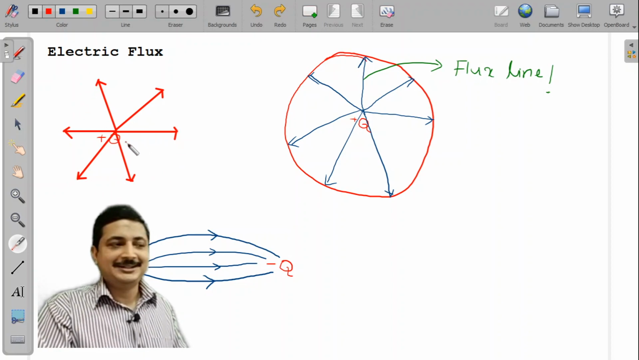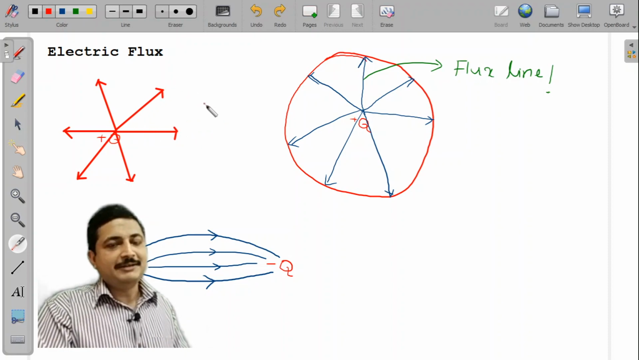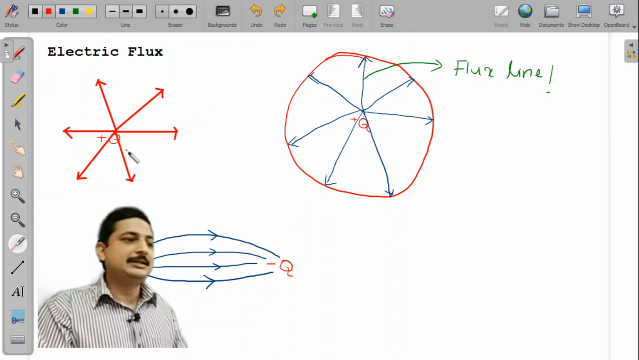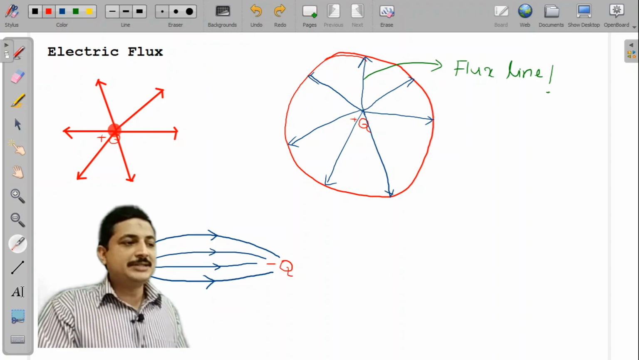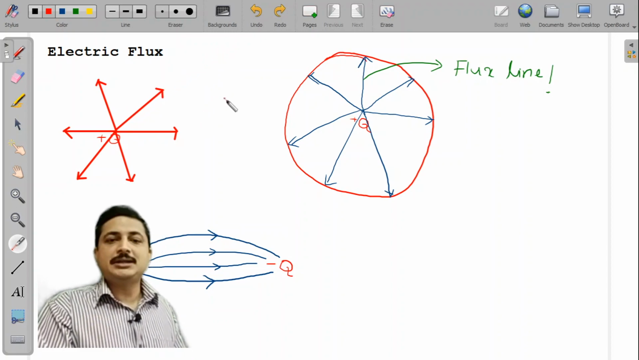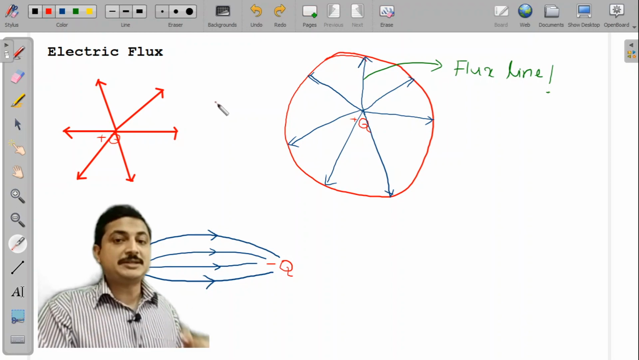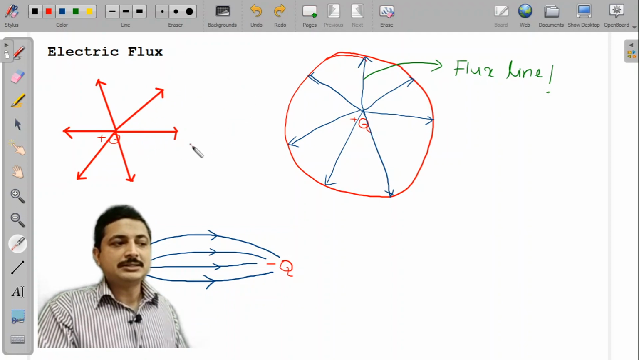It will start from plus q and travel somewhere. When we say somewhere, engineers say that it is going to infinity. So it originates from plus q and will travel to some unknown location, that is infinity, if a negative charge is absent. If a negative charge was present, then what will happen? All these flux lines will try to terminate on that negative charge. This is the idea.